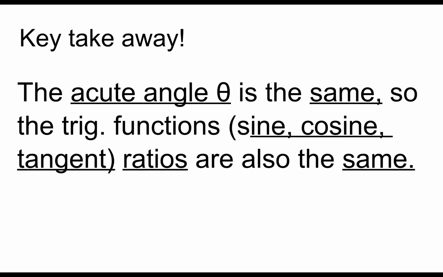So key takeaway, and you guys got some blanks you got to fill in. They're filled in on my sheet already here. So the key takeaway is that the acute angle theta, in this case that's what we're dealing with, is the same. So the trig functions, and I just listed those out so you can remember, sine, cosine, and tangent, ratios, so the ratios of those trig functions must also be the same. Now they could be like 10/20 and 1/2, but those two ratios are equal because 10/20 reduces to 1/2. So they may not look the same, but they will reduce to be the same.